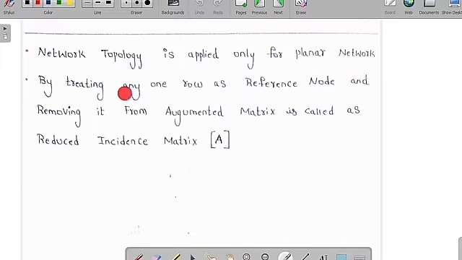By treating any one row as a reference node and removing it from the augmented matrix, we get what is called the reduced incidence matrix, with the symbol capital A. Out of all the nodes, I assume one node as a reference node, and if you remove that row from the augmented incidence matrix, the new reduced matrix is called the reduced incidence matrix, and the symbol of that matrix is capital A.